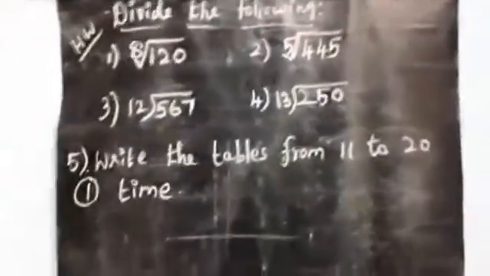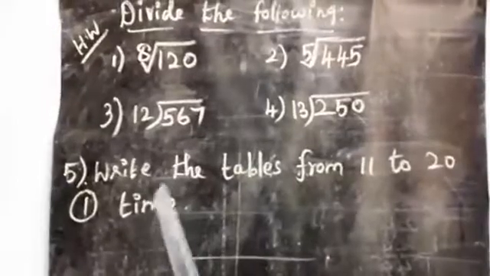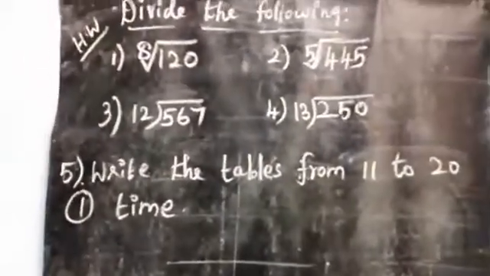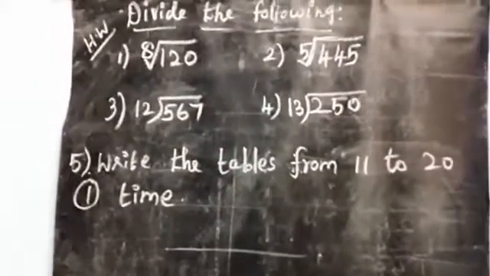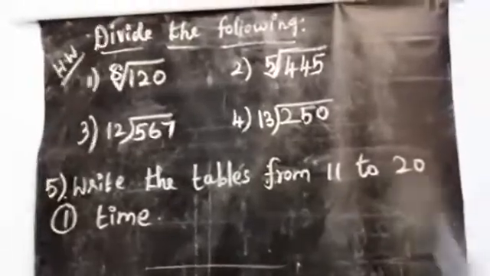And dear children, do you know the tables 1 to 10? Now write the tables from 11 to 20 one time, because if you know the tables you can divide easily. So write the tables from 11 to 20 one time.